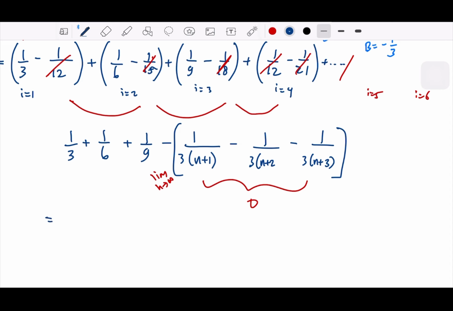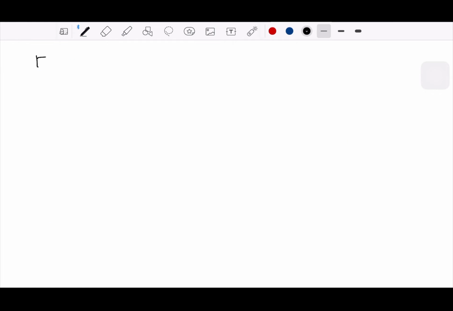So you will get your Sn, 1 over 3 plus 1 over 6 plus 1 over 9, which is 11 over 18. Okay, still finding the sum.